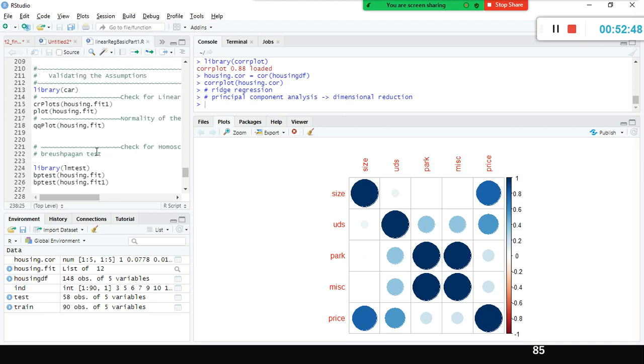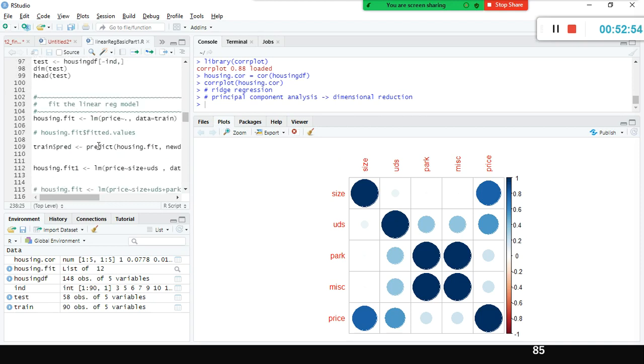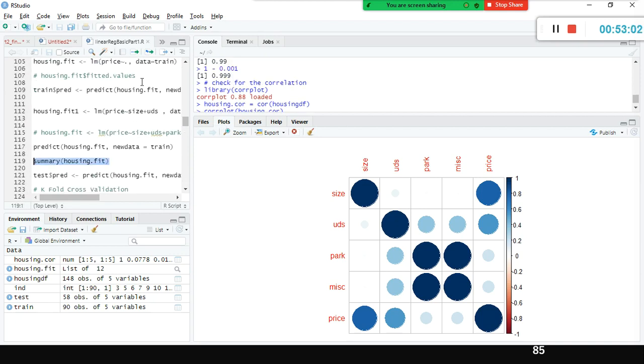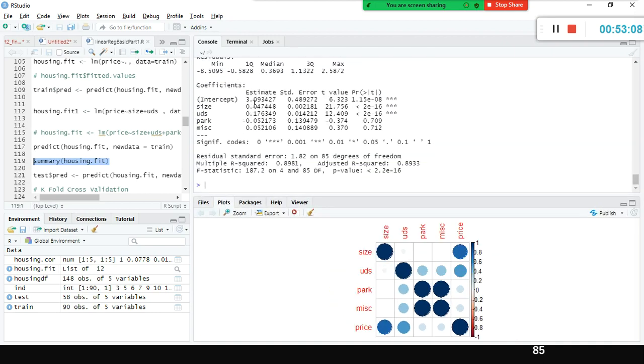No, why think too much? Look here. I just used the lm function and then I fitted the model. All I did was summary of housing.fit. It gave me the slope values for size and everything, and the intercept also. I did not give any value. This is estimated by the model. The slope values and intercept were estimated by the model. There are formulas to compute them, but we don't have to do it. You know what the parameters are.